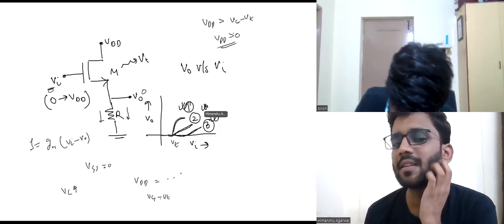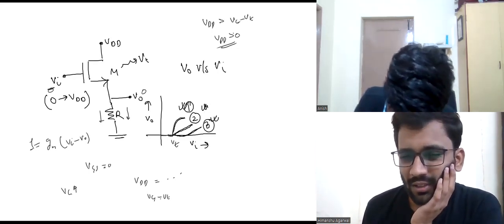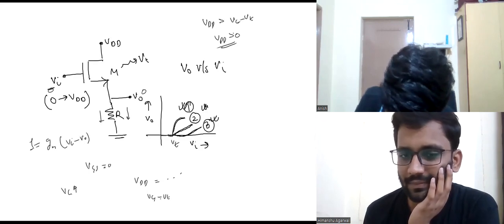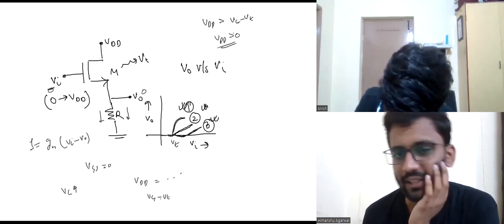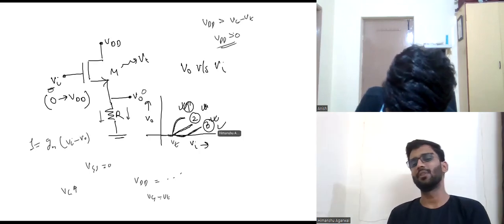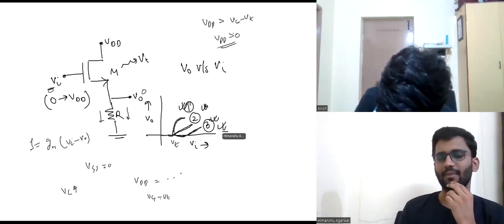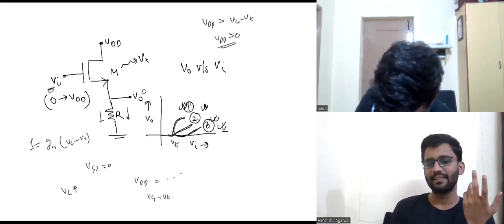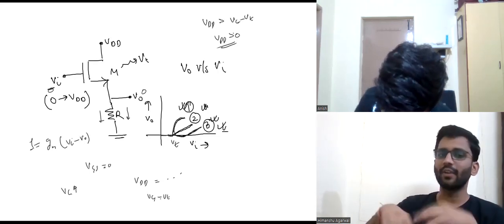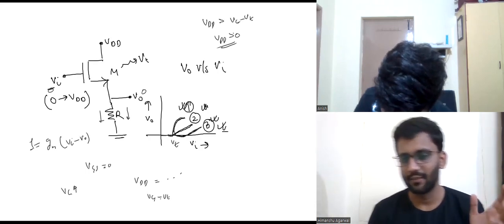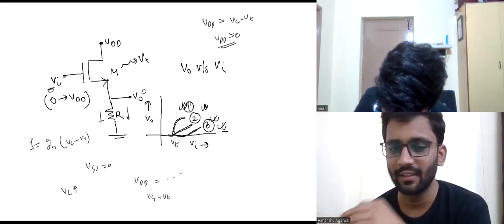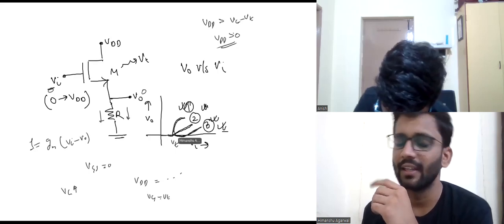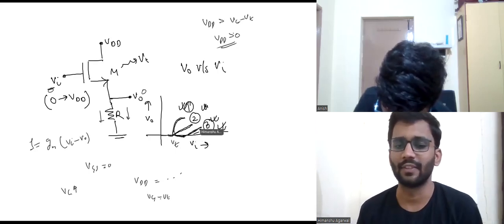The slope should keep on increasing for the current, because it's a parabolic curve. So I think this one will be the correct way, where the slope keeps on increasing. Because VG is getting increased, the slope keeps on increasing. Yeah, that's a good approach. Or what you can say is that V naught will increase, but not as much as Vin. V naught will increase lesser than Vin. Your answer was fine as well.